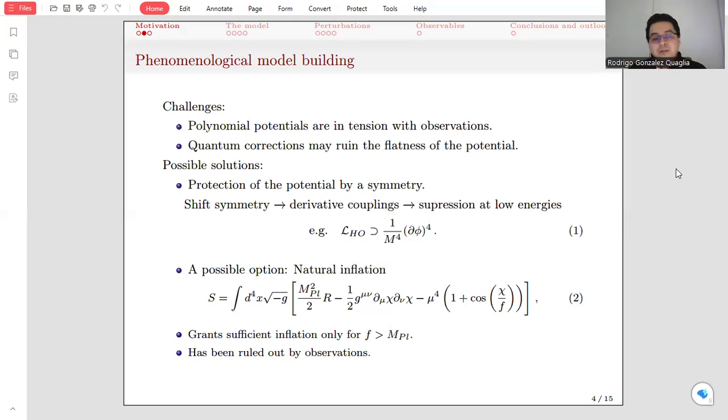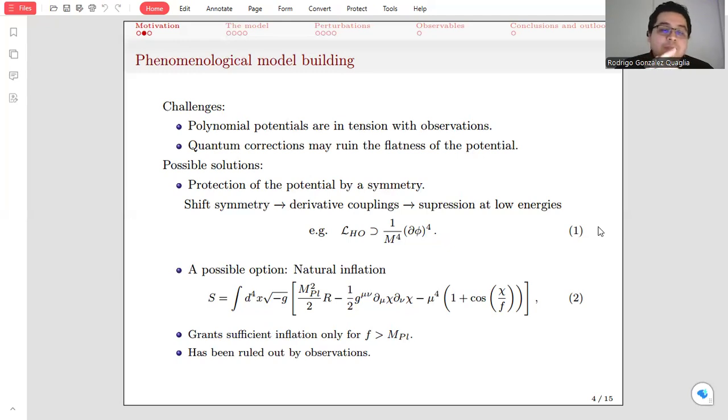A possible solution to this is to consider a symmetry that will protect the potential from these higher order corrections. This protection works as follows, and here I am using the shift symmetry as an example, as this is the symmetry we are focusing on in this work. The shift symmetry only allows for derivative couplings. Therefore, if one writes down higher order terms in the Lagrangian, due to power counting, these higher order terms will be immediately suppressed by a mass scale, therefore protecting the potential from these quantum corrections.